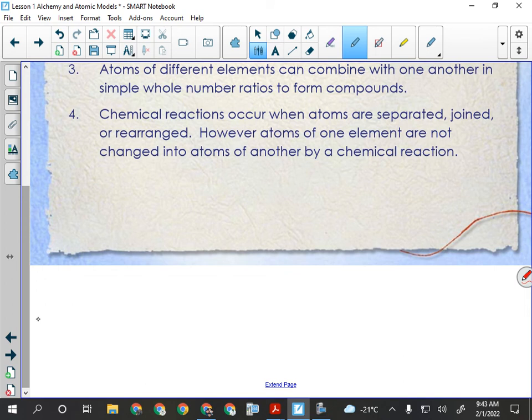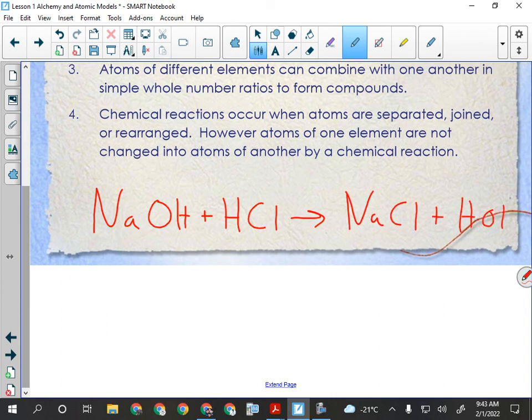So if I had water, I could pull the hydrogen atoms away from the oxygen atoms. I could separate them. Okay? They could be joined. I could put hydrogen and oxygen together and make water. Okay? Or rearranged. So I could have a reaction that looks like this. Okay? In this reaction, I've rearranged the atoms. Have I created any new atoms? No. On this side, I have sodium atoms, oxygen atoms, hydrogen atoms, and chlorine atoms.